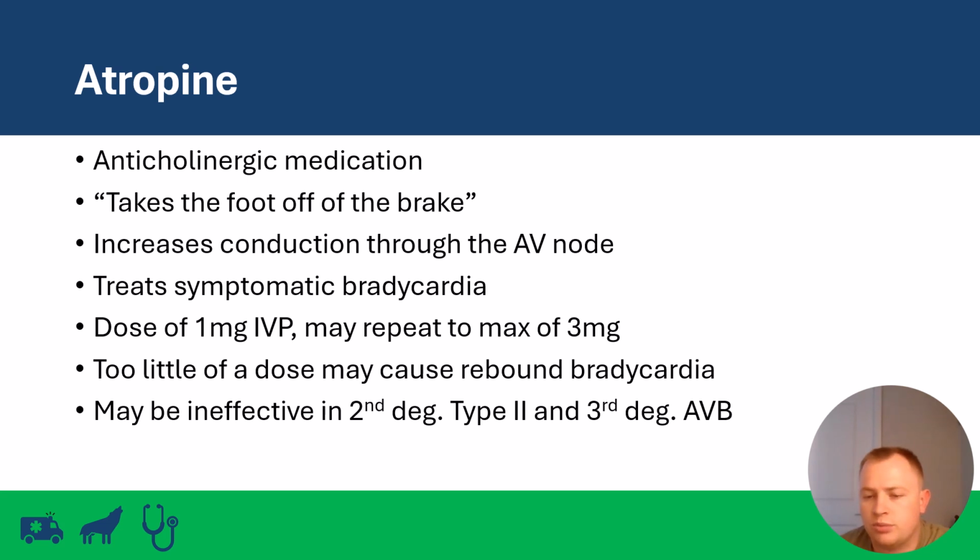We used to give 0.5 to 1 milligrams. That used to be the dose in ACLS, but we found that if we give too little atropine, then that can actually cause rebound bradycardia, so it can make things worse. So the dose, easy to remember, 1 milligram. You can repeat it 2 more times for a max of 3 milligrams as needed.